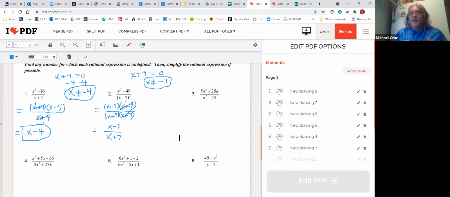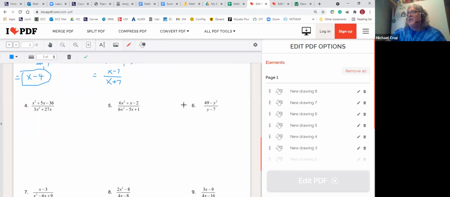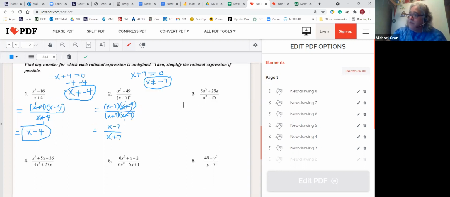It's just that you need to identify those undefined values first. All right, why don't y'all take a shot at this one, and then I'll give you a minute, and then we'll go through it. Factor that. See what happens when you factor that.